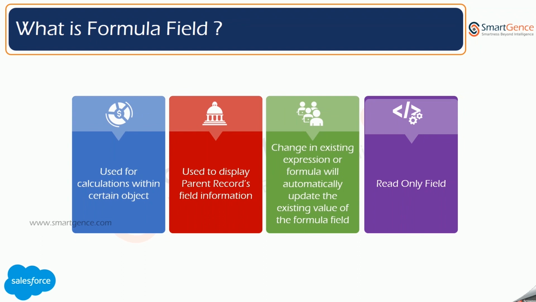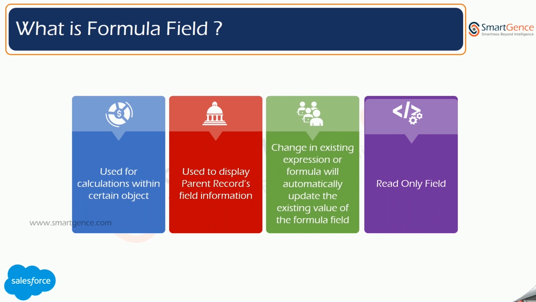Talking about calculations, to give a quick example, let's say we have a field called date of birth in the account or contact object. If you want age to be calculated, then we can use the current year minus the year in the date of birth to get the age. So we can use a formula to calculate the age likewise.